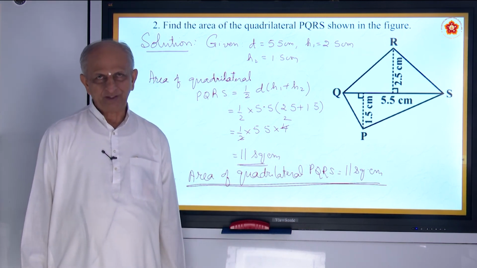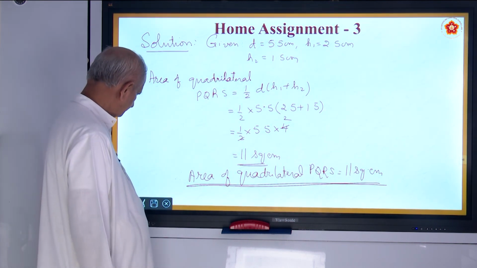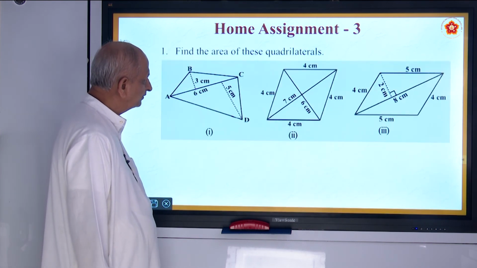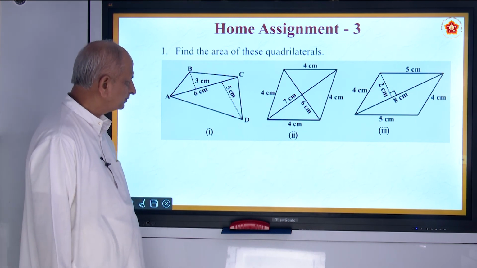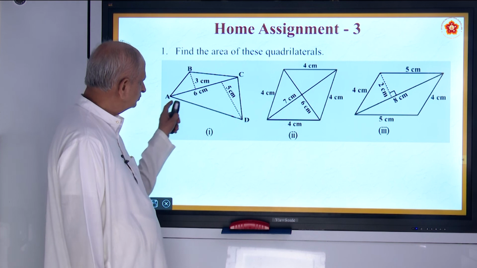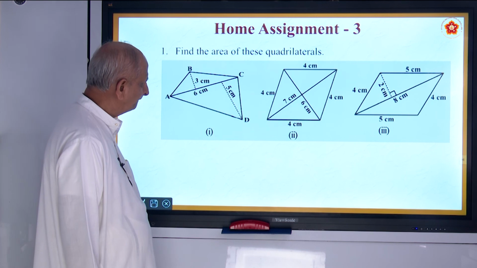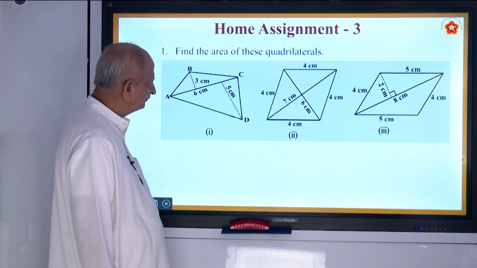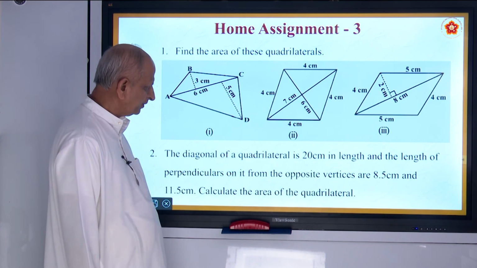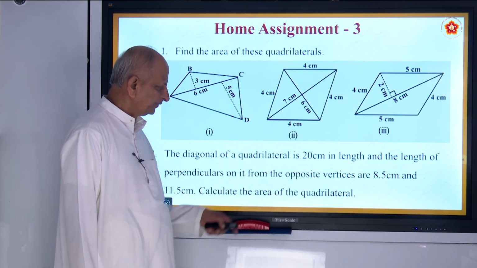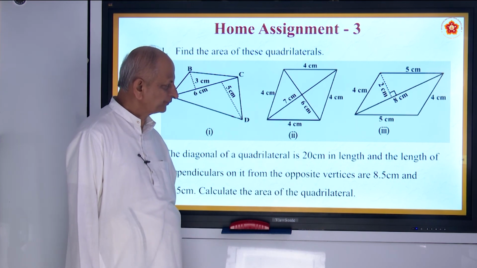So beautiful. Got it? Okay. Now shall we go to the home assignment? Yeah, home assignment 3. Find the area of these quadrilaterals. So these are the quadrilaterals given. You have to find the area. Okay. Then second question. Diagonal of a quadrilateral is 20 cm in length. Length of perpendiculars on the opposite vertices are 8.5 and 11.5. Calculate the area. Will you do it?